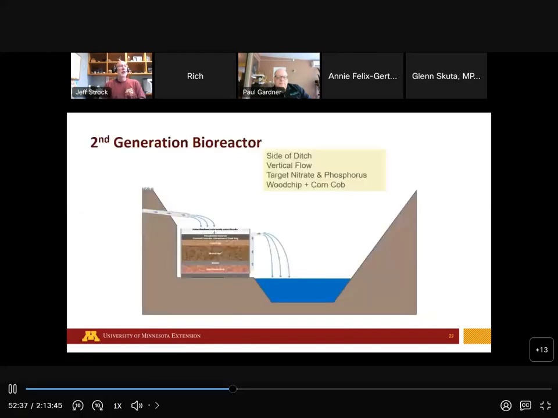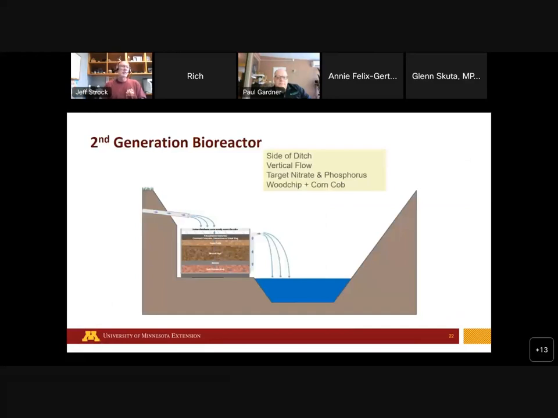We've been working on these here in Lamberton. We put these essentially at the outlet of a tile. Most of those tiles are at the edge of a ditch. Now, I also want to point out that I am a scientist, not an artist. Ordinarily we would have this type of bioreactor situated a bit higher above the water level, but I'm not a great artist, so it is what it is.